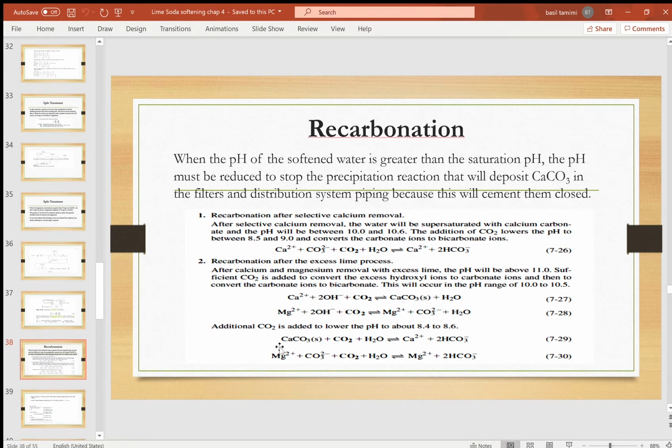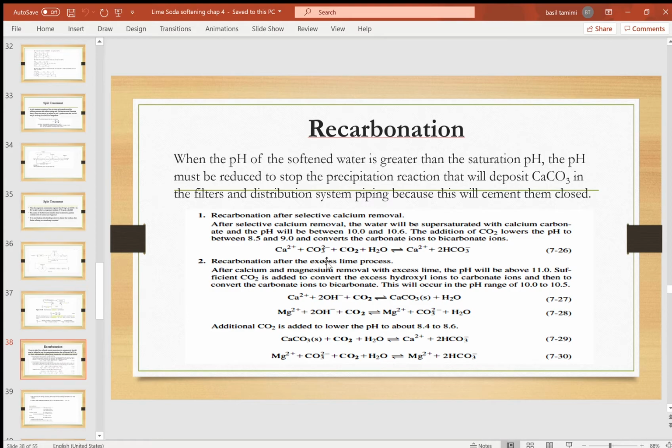Okay, now let's go back to recarbonation. Why do we need recarbonation? Because in all cases, whether we are using the split treatment, or the selective calcium removal for softening, or the excess lime process, for all softening scenarios, the pH after the softening is higher than the pH of saturation.